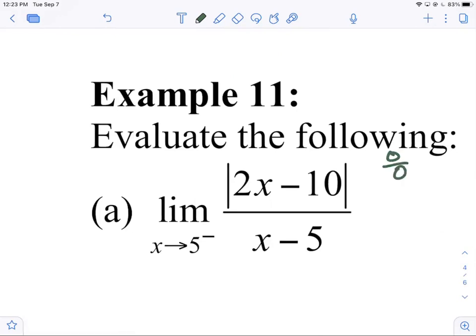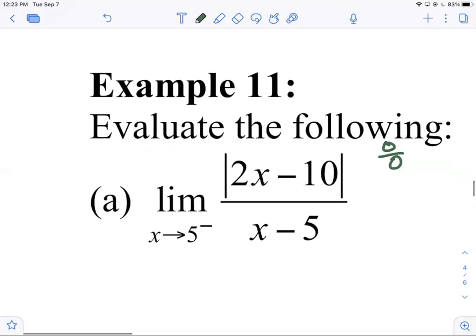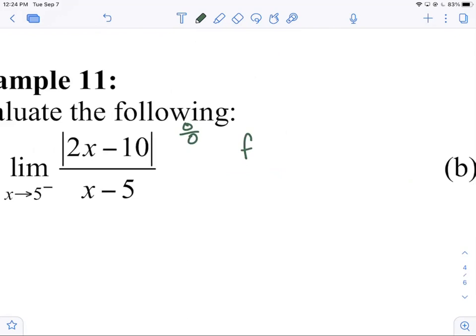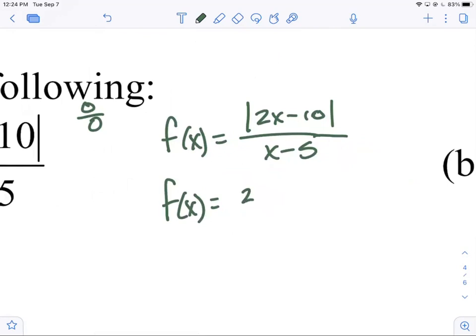Now, it doesn't really matter here if it's a jump or not. 0 over 0 in this case means that the one-sided limits are going to exist, and whether it's a jump or a hole doesn't matter. Well, there's two ways we could think about this. The first way is this. Let's go ahead and call f of x the absolute value of 2x minus 10, all over x minus 5. This would be a good way to review transformations. If I factor the 2 out from inside the absolute value, I can actually pull it out front.